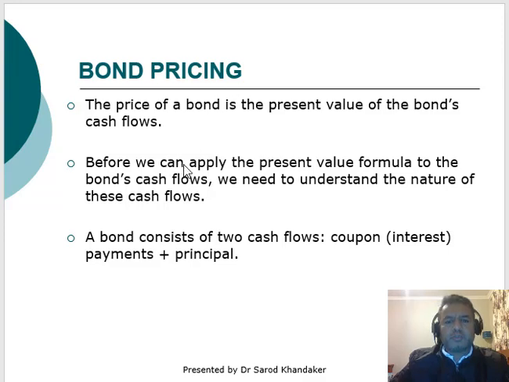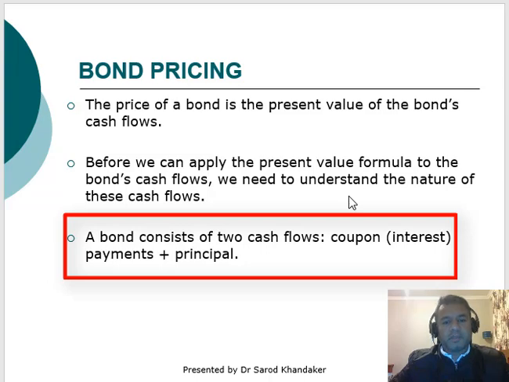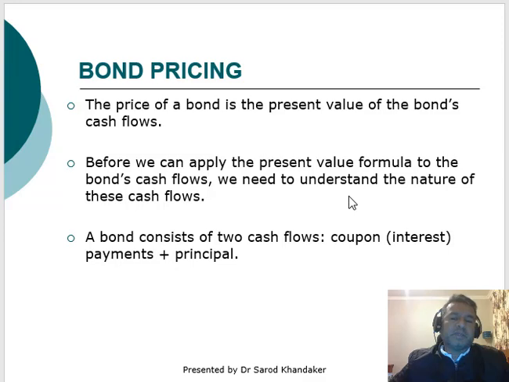So before we can apply the present value formula to the bond's cash flow, we need to understand the nature of these cash flows, because it has two types of payment as we already discussed. One is the coupon payment and the principal payment, which is basically the face value.